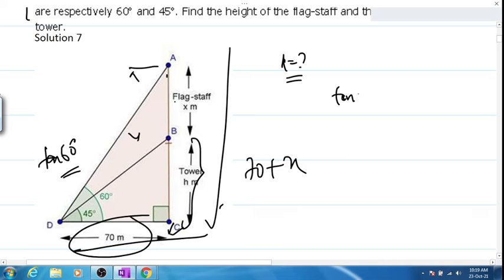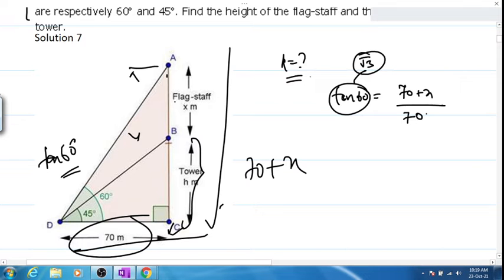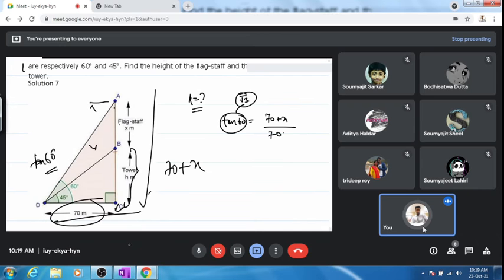We are getting tan 60 is equal to (70 plus x) by 70. Tan 60 is how much? Root 3. Apply and tell me what is the value for x.